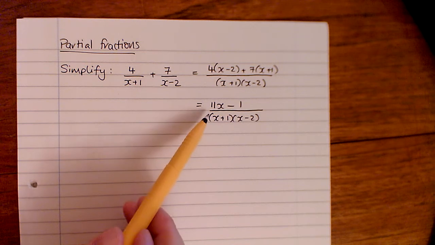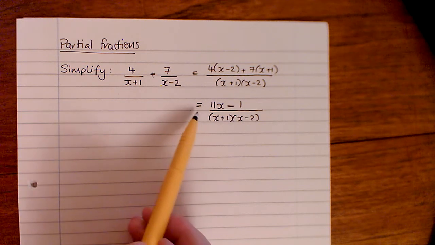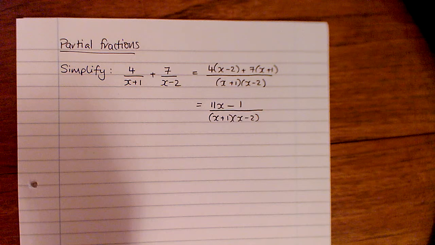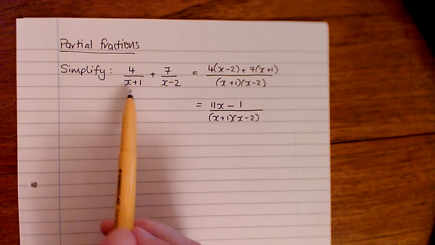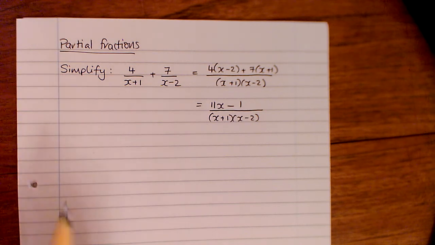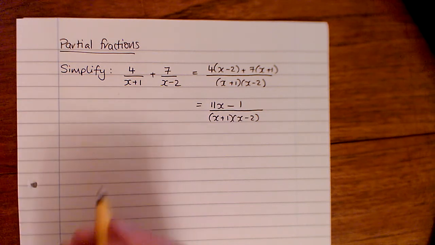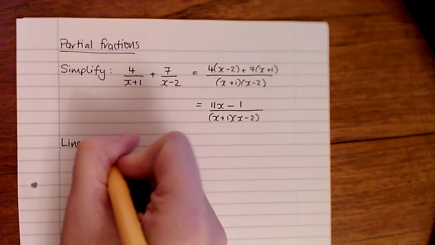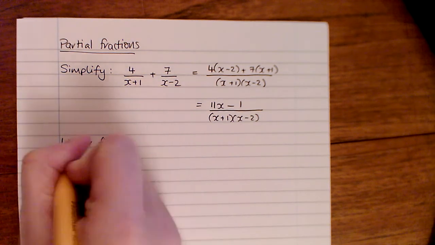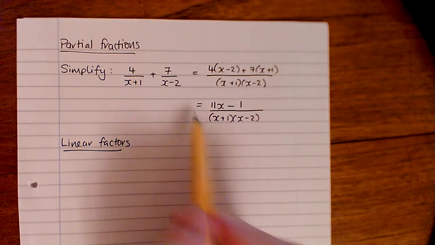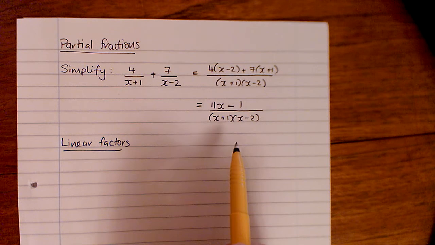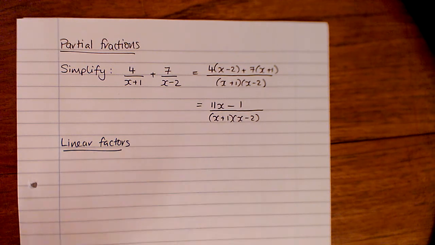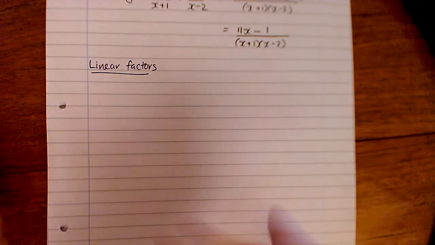Now at A-level, we want to be able to take the final answer and separate it back out into the original question. We'll use this a lot in integration, but we're just going to practice the actual technique at the minute. So there's 3 different types we'll have to worry about. The first one in this video then concerns linear factors. So that just means that we've got no quadratics or anything like that on the bottom line. It's just linear expressions.